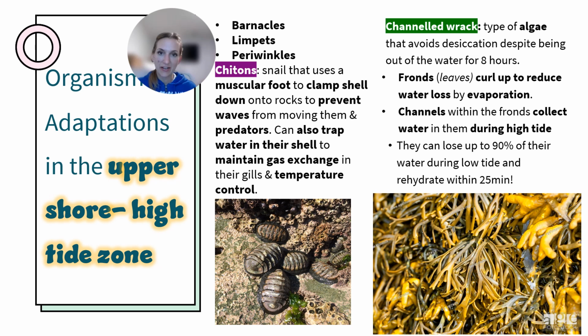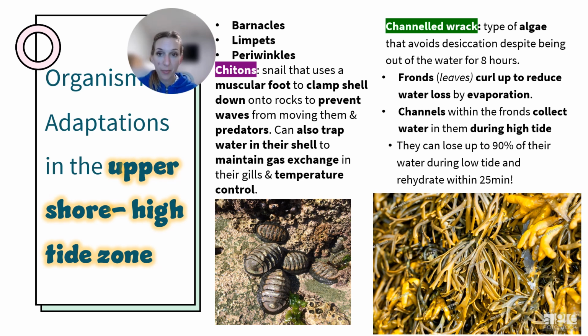Chitons are the next one. These are a mollusk, like a snail, so they have a shell. That's what a mollusk is. They use their muscular foot again to clamp down on rocks to prevent waves from moving them and to stop predation. The other thing that was also a snail species that had a muscular foot was the periwinkle.